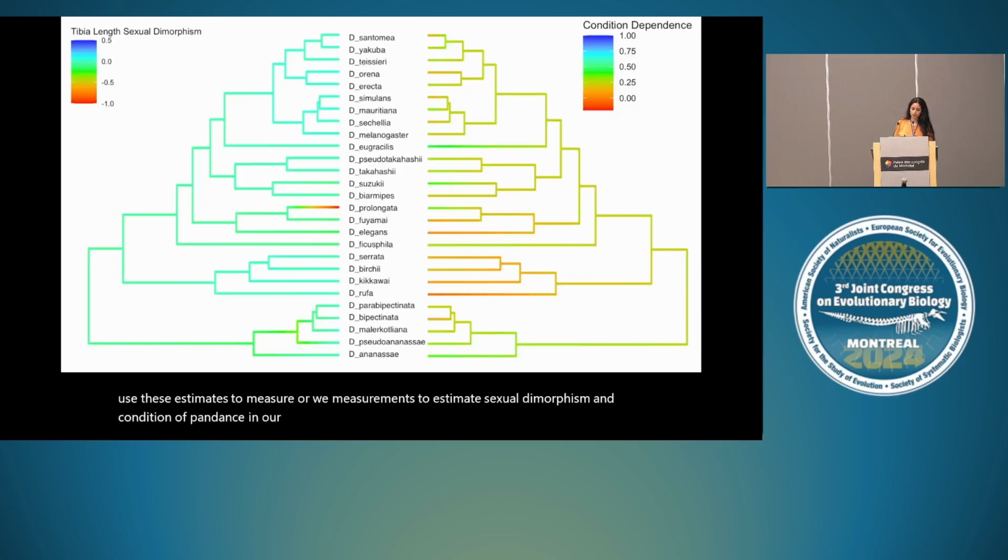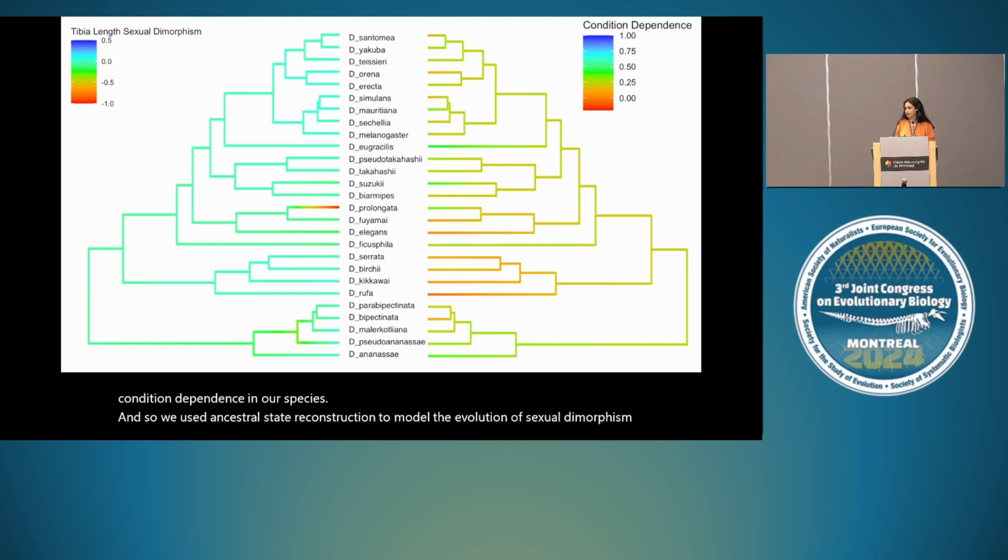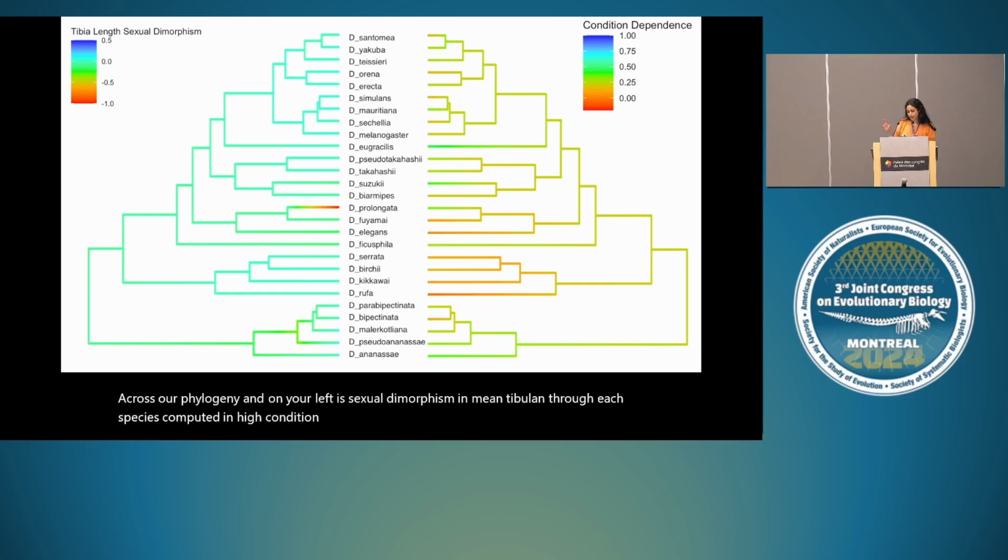And so we used ancestral state reconstruction to model the evolution of sexual dimorphism and condition dependence across our phylogeny. On your left is sexual dimorphism in mean tibia length for each species, computed in high-condition individuals. As you can see, most of our species exhibit either monomorphism or weak female-biased dimorphism in tibia length, with the exception of that one species I brought up earlier, Drosophila prolongata, which exhibits this unique male-biased dimorphism in tibia length.